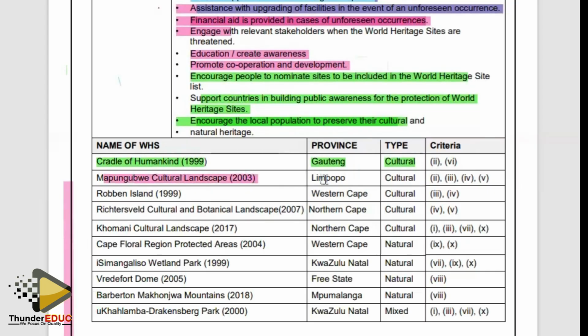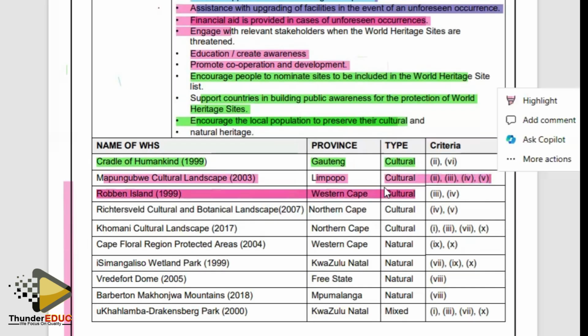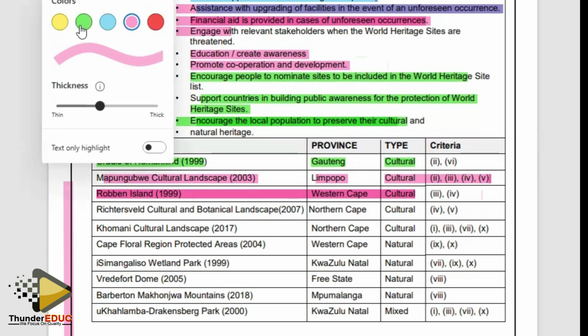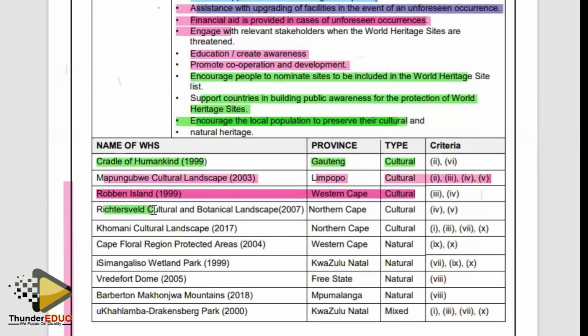Nominated in 2003, it is located in the province of Limpopo. It is a cultural World Heritage Site which meets criteria 2, 3, 4 and 5. Then we have the Richtersveld Cultural and Botanical Landscape, located in the Northern Cape. It is cultural, and it meets criteria 4 and 5.